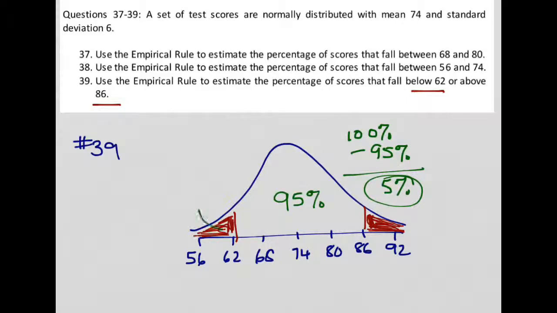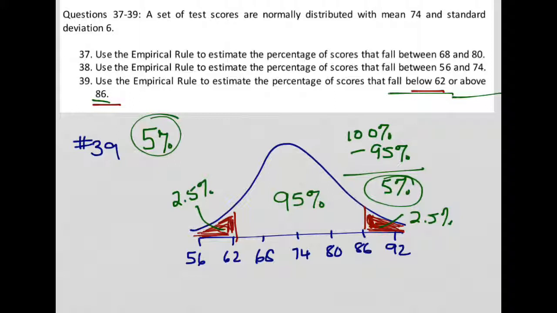So if I wanted to know how much is just in the bottom tail, that would be 2.5%. And in the top tail would also be 2.5%. Together it makes 5%. So the answer to the question is 5%. We're not looking at how much is in either tail. We want the total of the two tails. So we want them to fall below 62 or above 86. So either way, 5% of the values fall in one of those two categories. So the answer is 5% for that. And that's how you do those 3 problems.